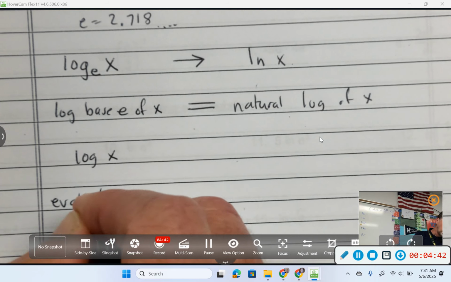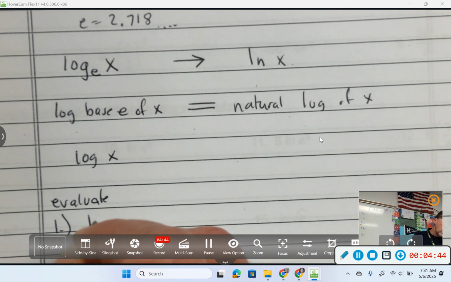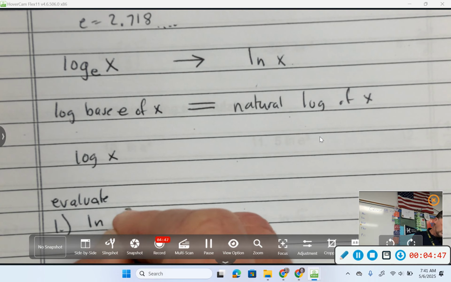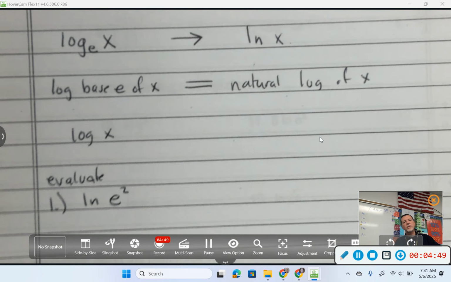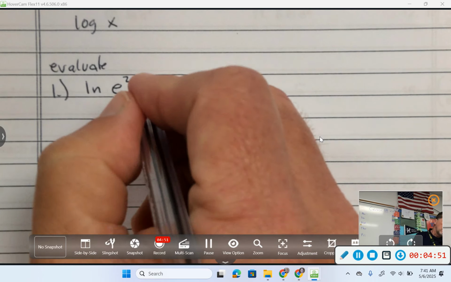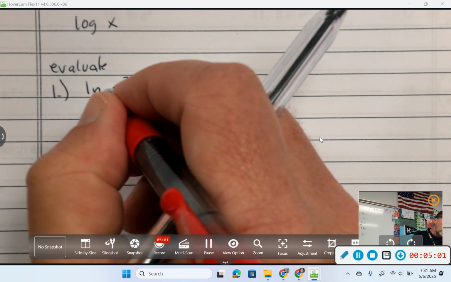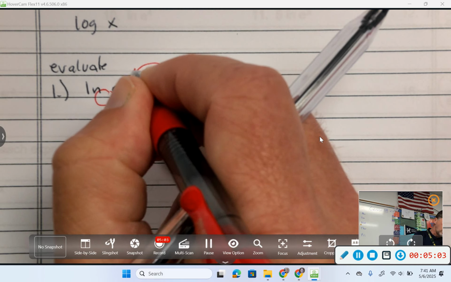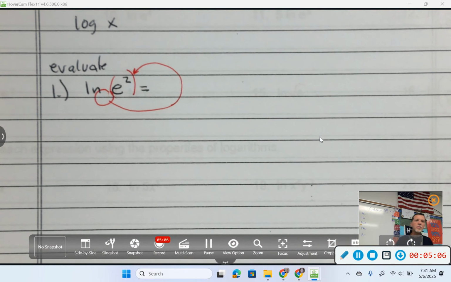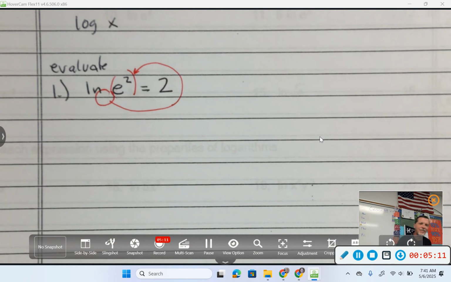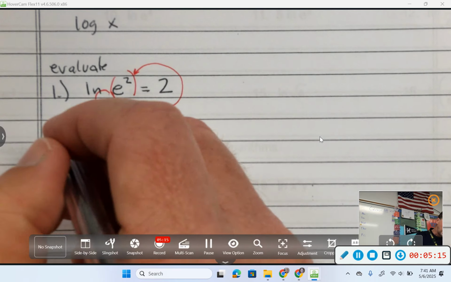All right, let's try a few. Natural log of e squared. And again, you can think about the fishhook thing still works. It's just that it's base e. So think about the fishhook. So I need e to some power to equal e squared. 2. Like, what? That's not really that hard. You're like, yeah, that's right. It shouldn't be.